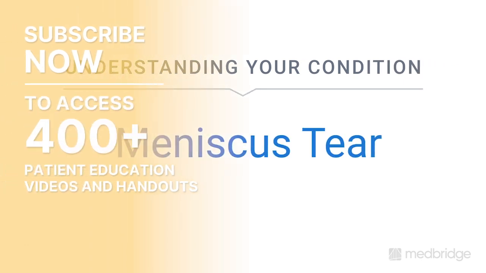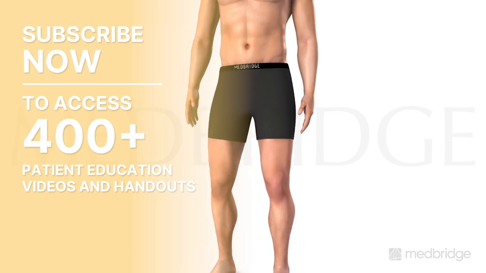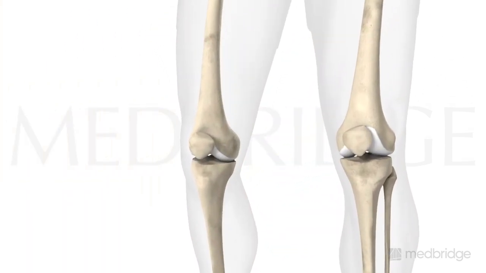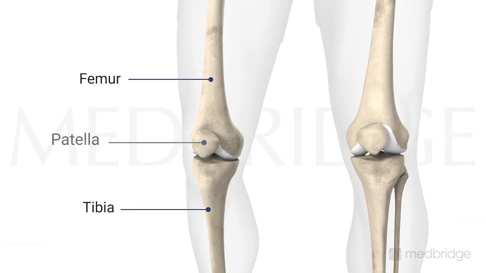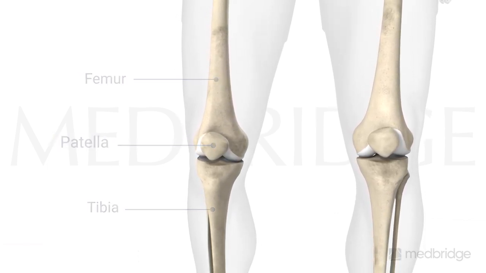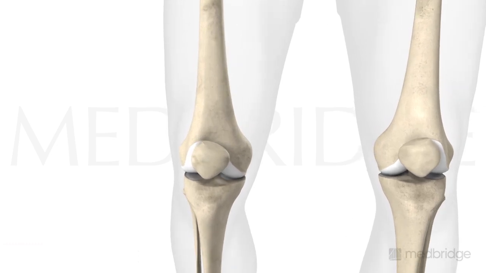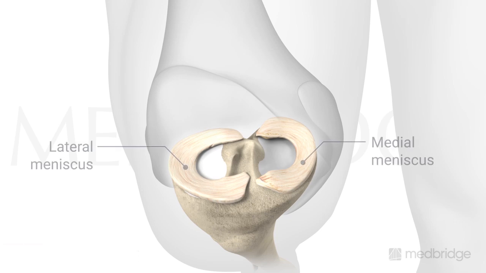A meniscus tear is a common knee injury that can limit your ability to move. The knee joint is formed from the thigh bone or femur, the tibia or shin bone, and the patella or kneecap. Between the thigh and the shin bones are ligaments that hold the knee together and fibrous cartilage that acts as a cushion. This cartilage is called the meniscus.